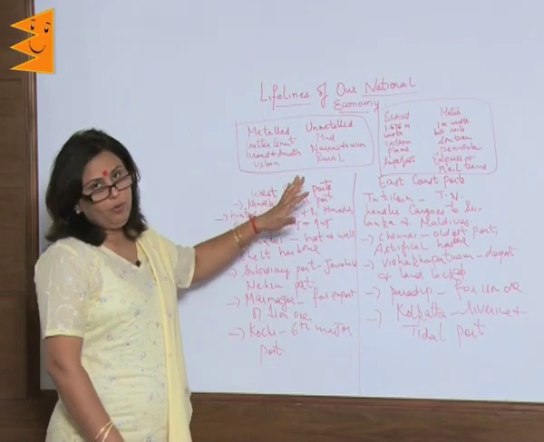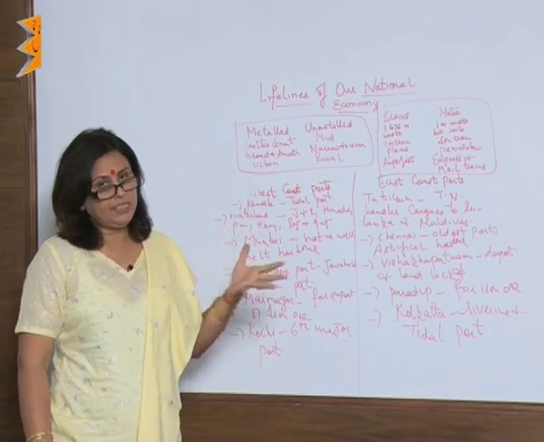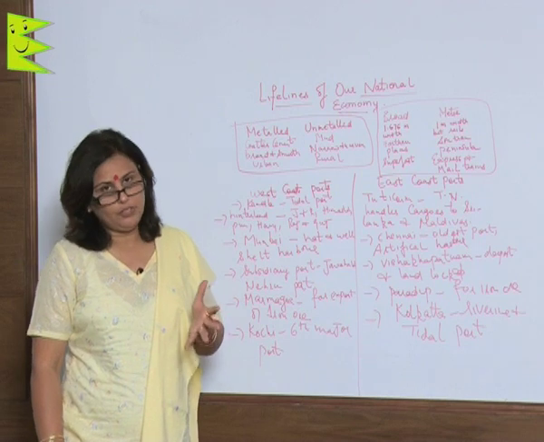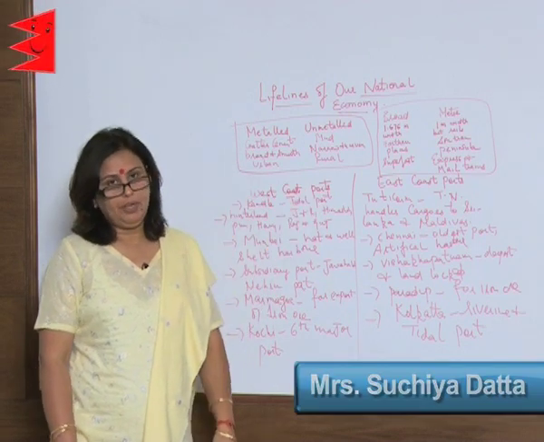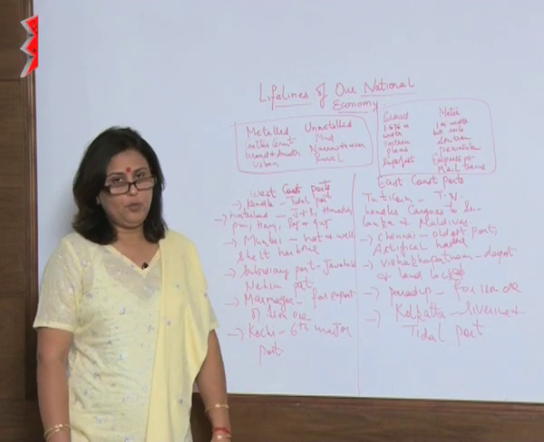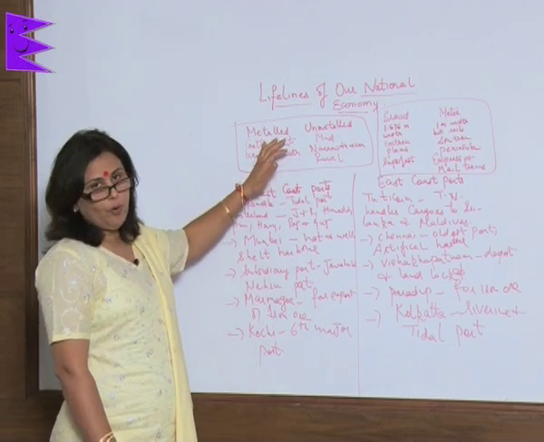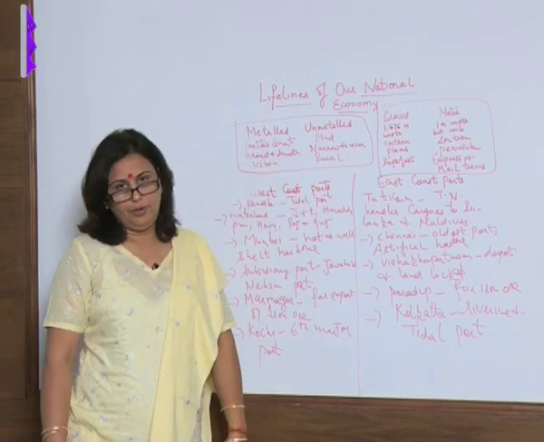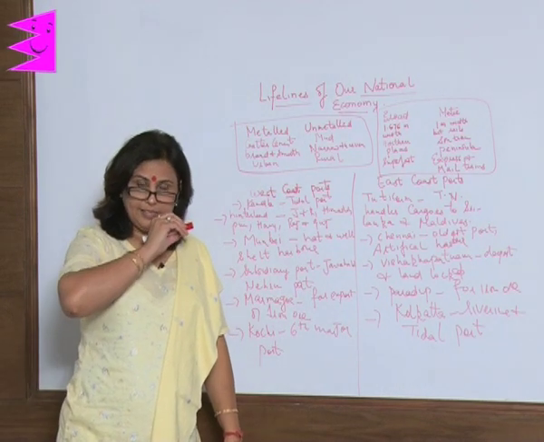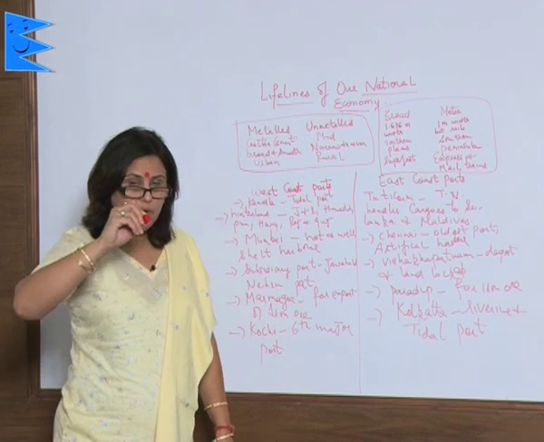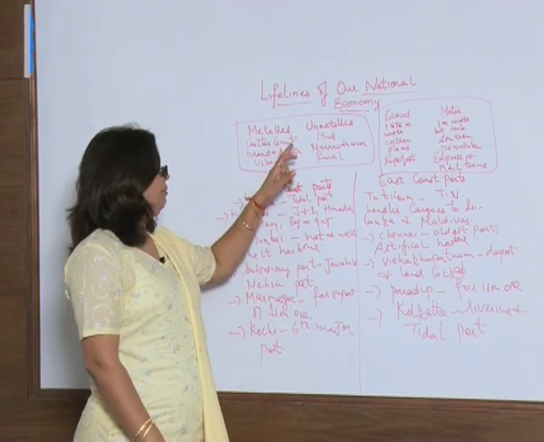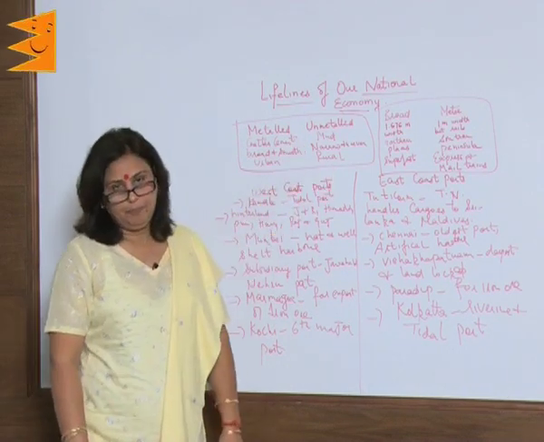Now let's find out about the major differences in the chapter that we must know. The first difference that you must know is the metalled road and the unmetalled road. And in class 6th geography, if you remember, we've taught you how to draw the symbol of a metalled and an unmetalled road.